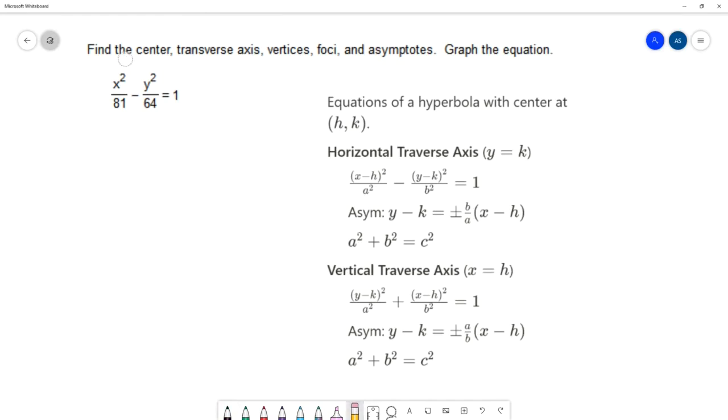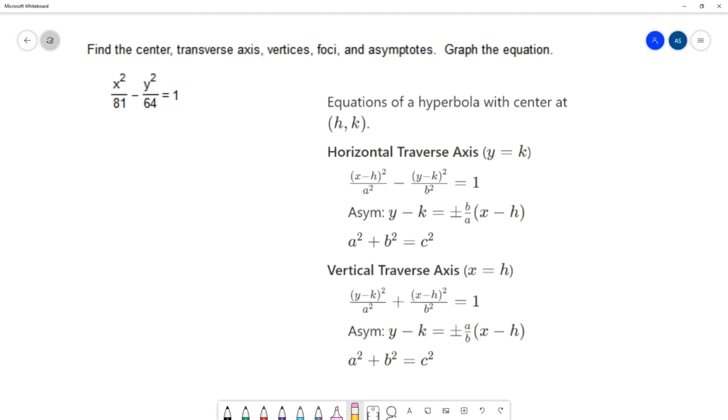On this question, we want to find the center, the transverse axis, the vertices, foci, and asymptotes, and then also graph the equation. We have an equation of a hyperbola here, x squared over 81 minus y squared over 64 equals 1. So I knew this was a hyperbola because it had that minus in the equation.